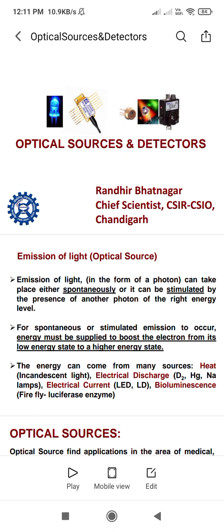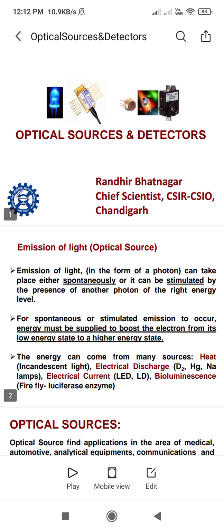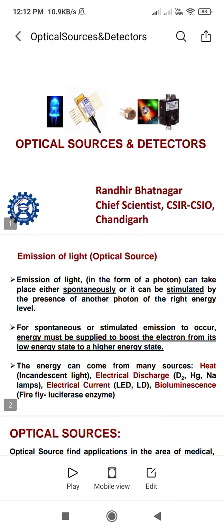It can be started from these LEDs. There are two main terminals for LEDs, the anode and the cathode. They use semiconductor materials, p-type and n-type semiconductor materials, such as germanium or silicon. The energy can come from many sources of light, that is heat, electric discharge and electric currents. These are the sources for LEDs and the optical sources.